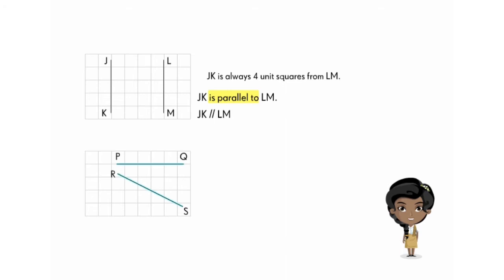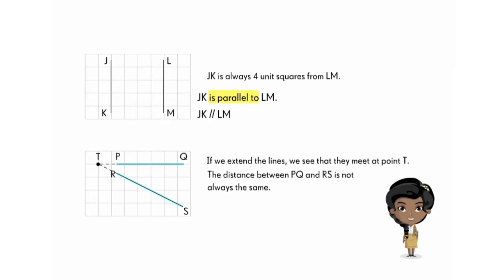What about these two lines? If we extend the lines this way, we see that they meet at point T. Therefore, the distance between PQ and RS is not always the same. So, PQ is not parallel to RS.